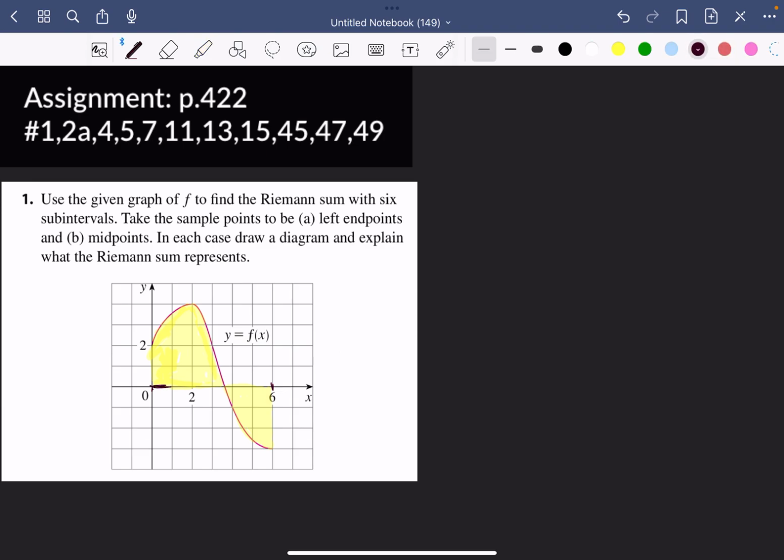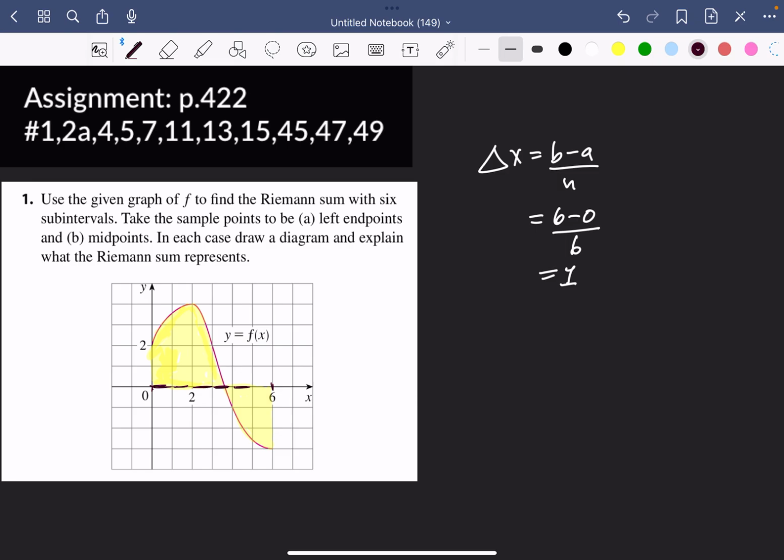So if we break it into 1, 2, 3, 4, 5, 6 subintervals, what we're saying is that our step size delta x is just b minus a over n. So the entire interval is 6 minus 0 over the number of steps, which is 6. So each step is of size 1. So if each step is of size 1, first it wants us to do the left endpoint and the midpoints.